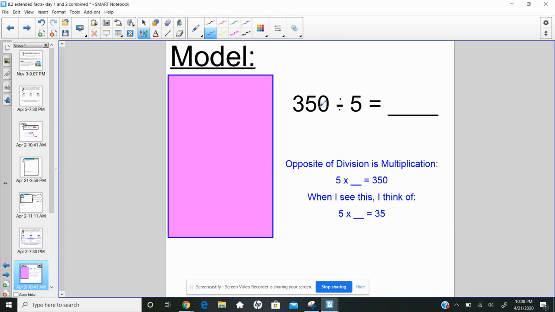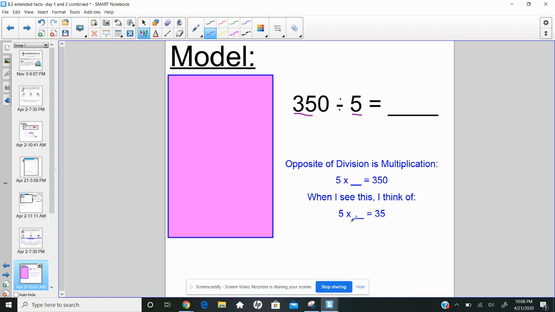So the problem is 350 divided by 5 equals what? Well, again, I need to find my basic fact. So 35 divided by 5. So I have 1 zero here. So now I have to think, how am I going to figure out 35 divided by 5? Well, I know the opposite of division is multiplication. So I have to think 5 times what equals 350. But when I see this, I'm really going to think, what's 5 times what equals 35? Because that's my basic fact.